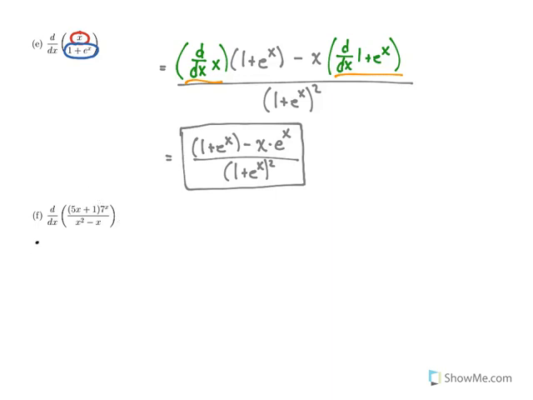So this is going to be the quotient rule first. But then if we do it correctly, we should have the product rule inside. So the top function is this whole thing, 5x plus 1 times 7 to the x. The bottom function is x squared minus x.